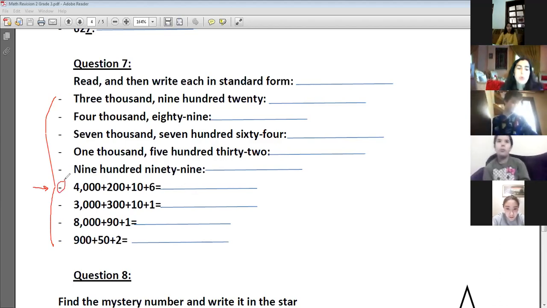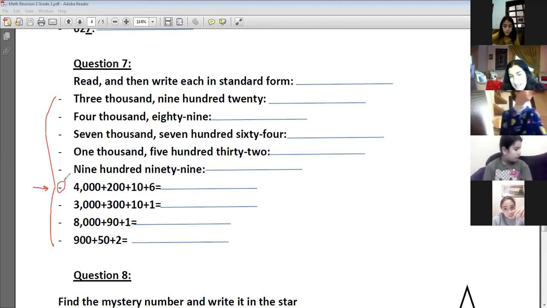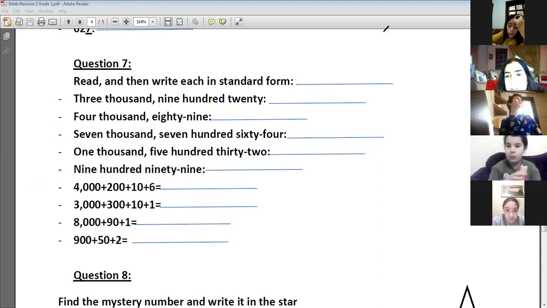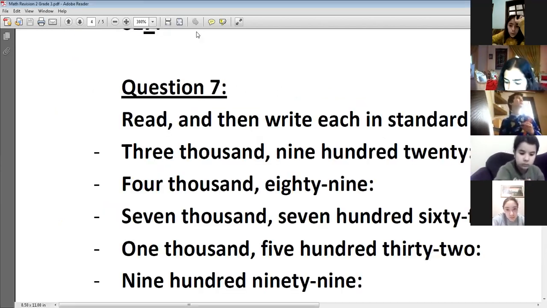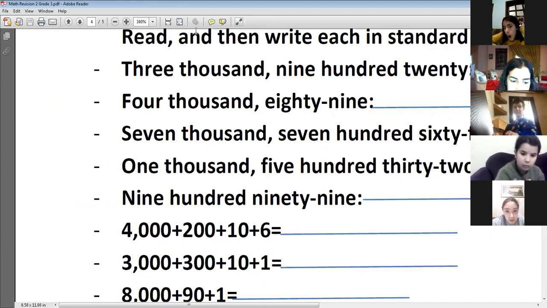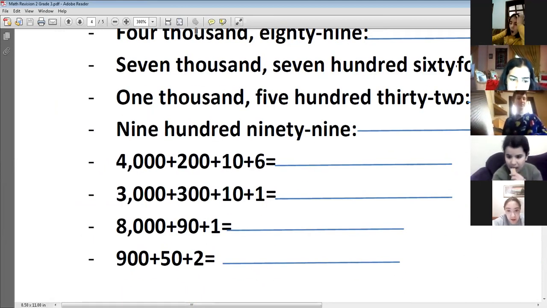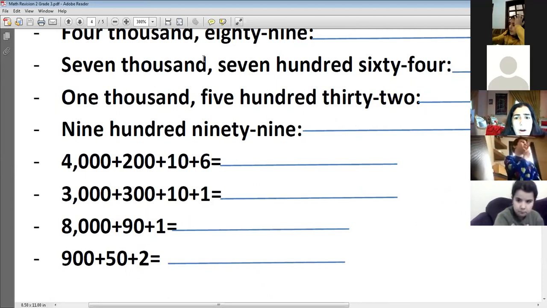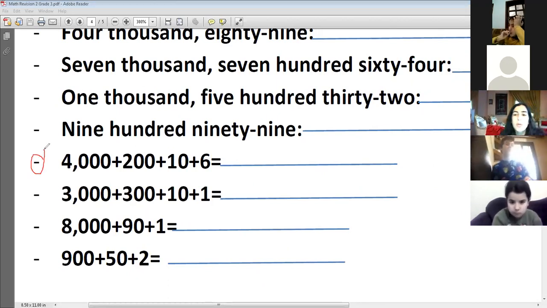4,000 plus 200 plus 10 plus 6. I want to write this in standard form. Okay, I can write that. Let me zoom it a little bit, Jude. It will be better for you for writing. Yalla, wait. Okay, but can you tell me what is the numbers? Because I want to write. Okay, now this one. 4,000 plus 200 plus 10 plus 6. This is an expanded form. I want you to write it in standard form.